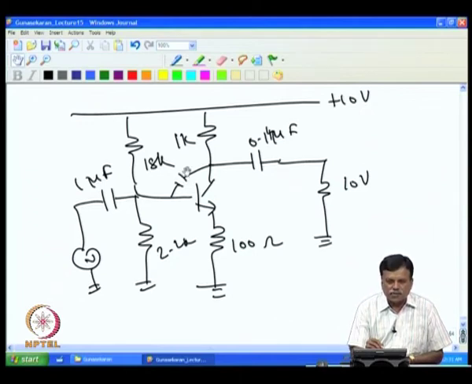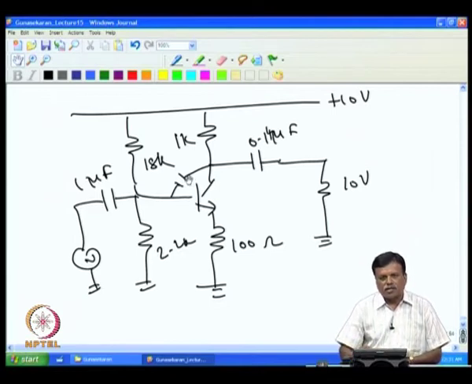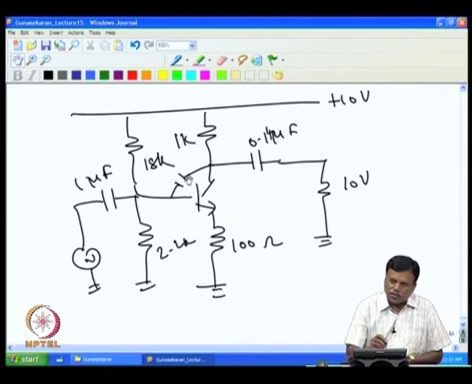In high frequency amplifiers, they do have to worry about the effect of this as well. So, at this point we are not looking at the design of a high frequency amplifier. So, we are not bothered about this capacitor effect.